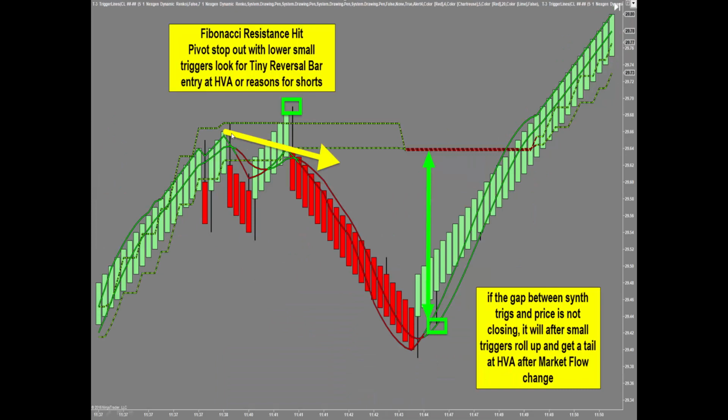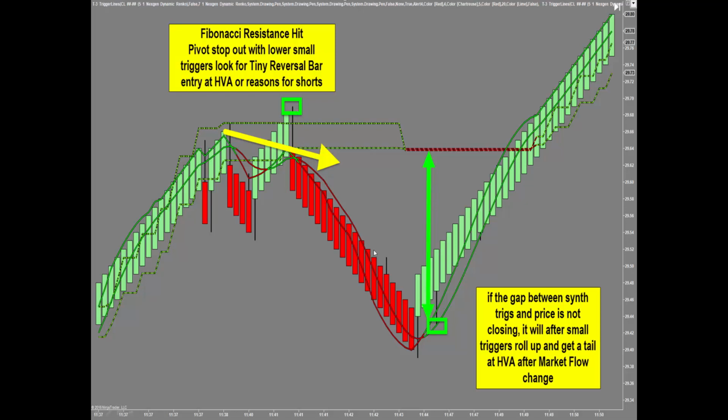All right, so we'll use that same look up here at the top. We've got a stop run of the highs, and we've got lower small trigger lines that are below our synthetic triggers. This is a spot where if we have a tiny reversal bar to Fib or other high volume reasons for a short, we're going to want to take a short trade.